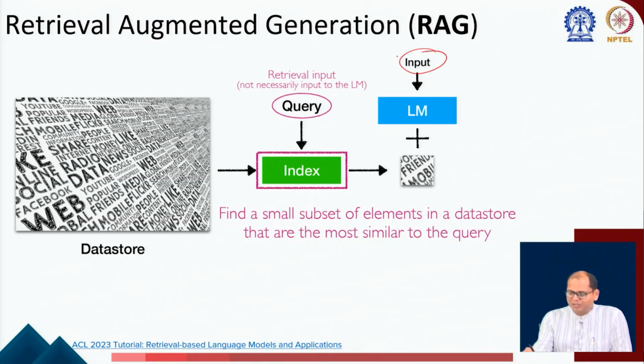Now, you see the input and the query are two different things, because the input to the LM may be different from what you want to query the index with, which can be decided based on the task. The query need not be the same as the input to the language model, and we will see some scenarios where this is needed. Based on this query, you want to find a small subset of elements from this huge data store that are most similar to the query, and you append that to the language model along with the input to get the answer.